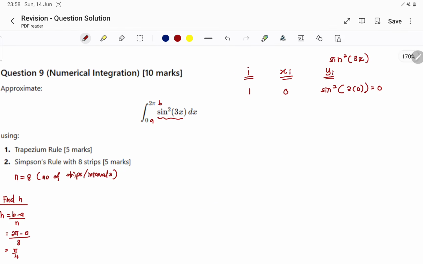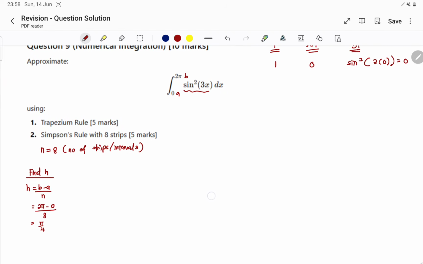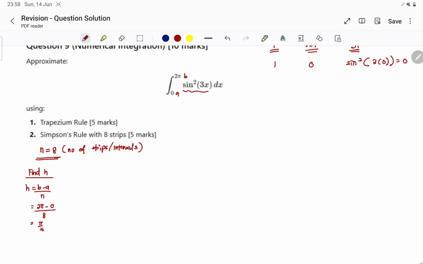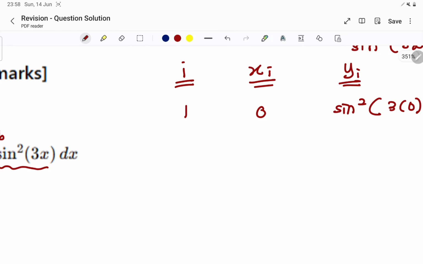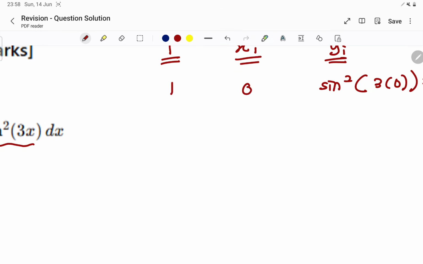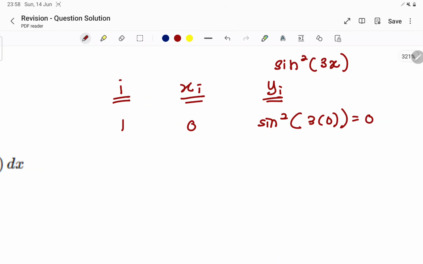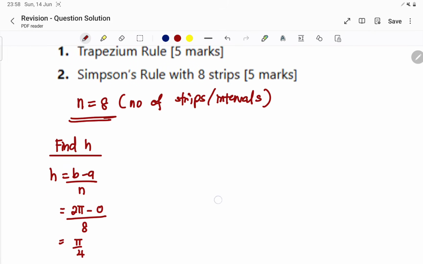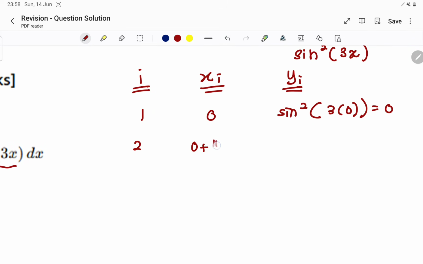It's easier for you if you draw the table properly. How many iterations do you have to do for this question? You have to check the number of strips that we have. If the number of strips is 8, then by right your i should go up to n plus 1, which is 8 plus 1 equal to 9. So i goes until 9. Here you write first when i is equal to 2. For the next xi, you add the previous one, 0, plus the h that you have, which is pi over 4. So here you get pi over 4.